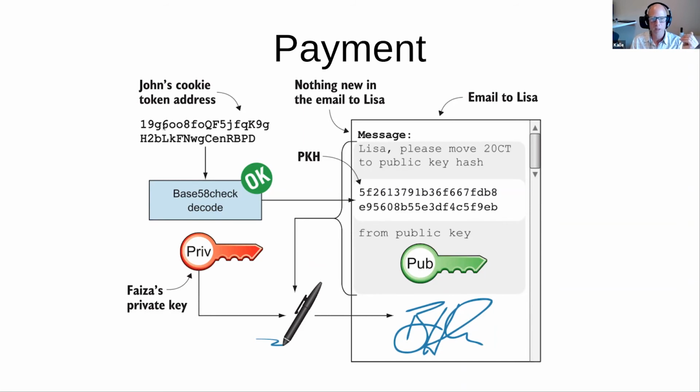It's 19G600 and so forth. So when FISA has this address, she will run it through something called base 58 check decode, which is a decoding of this address into a public key hash. We will look into how that is done, and the result is put into the message email to Lisa. This is to prevent typing errors thanks to the checksum.